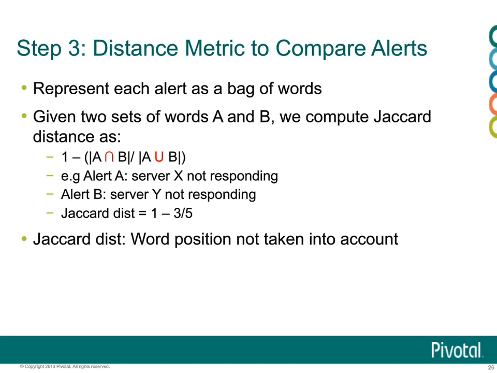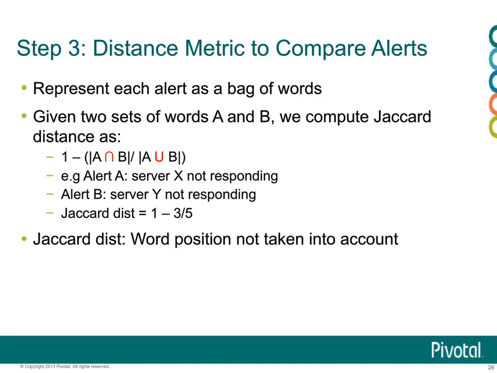So for example, if alert A says server X not responding and alert B says server Y not responding, the Jaccard distance for comparing these two alerts is 1 minus the number of distinct words in the intersection, which is 3, divided by the number of elements in the union of these two sets, which is 5. Jaccard distance is always a number between 0 and 1. So if the intersection between two alerts is 0, then you have the maximum distance, which is 1. We also played with other distance metrics, but settled on this particular distance metric.